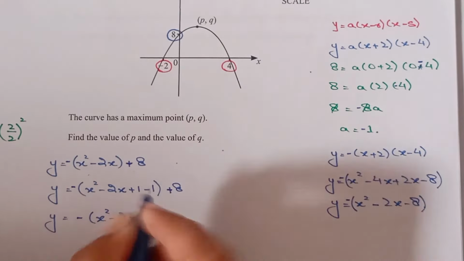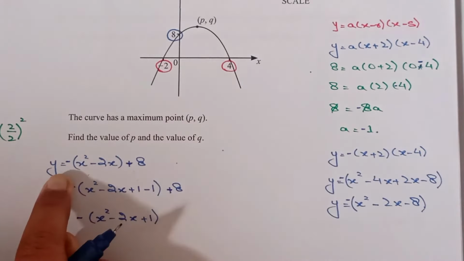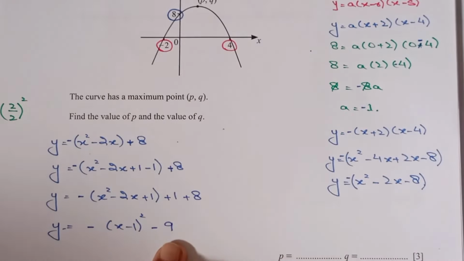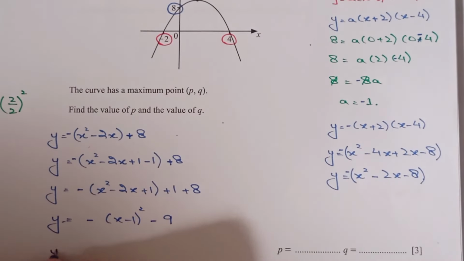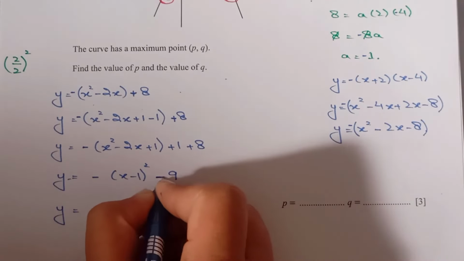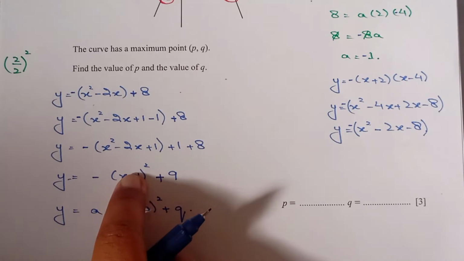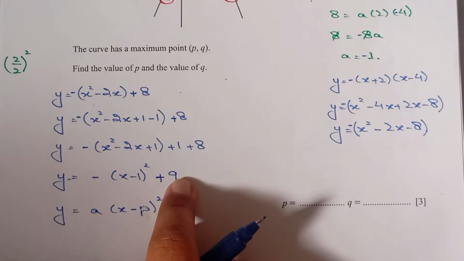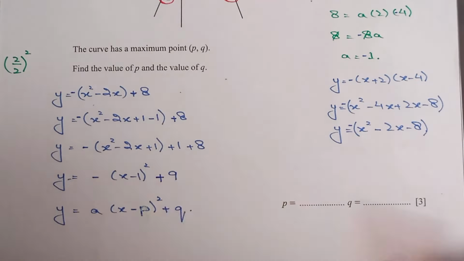Positive 8 and positive 8, because we took the negative sign from the first two, and this term, negative times negative 8, would be positive 8. This would be plus 1 and plus 8. So y would be equal to negative of x minus 1 whole square plus 9. So this is the vertex form of a quadratic equation, that is y equals a times x minus p whole square plus q. It's positive 9, right? So p is positive 1 and q is positive 9.